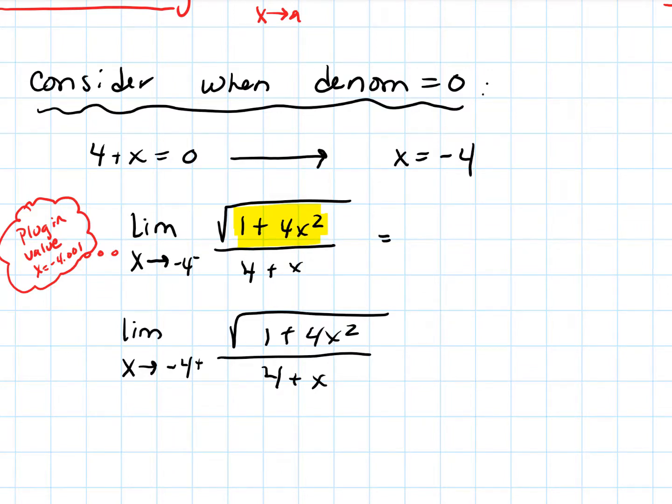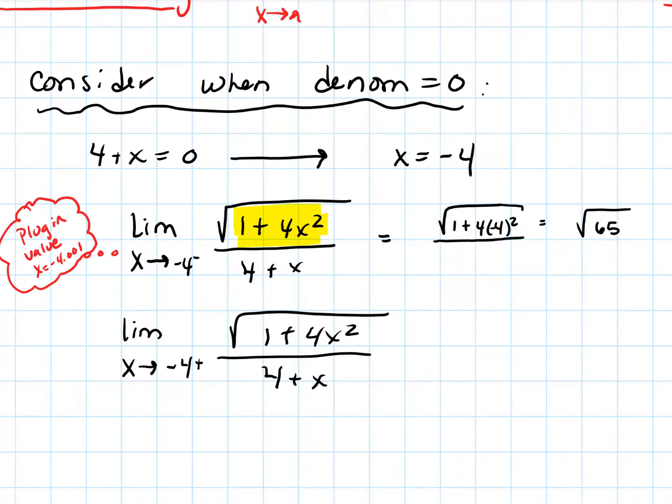We don't have to worry about the domain on that square root, because with an even root you do have to guarantee that your argument is non-negative. But in this case it is, because the x squared is always positive, multiply it by 4 and add 1, even more positive. So this is always positive. And so in the numerator, we can just use direct substitution. That's going to become 1 plus 4 times negative 4 squared, which is 65. So the square root of 65, a little bit more than 8, because the square root of 64 is 8.